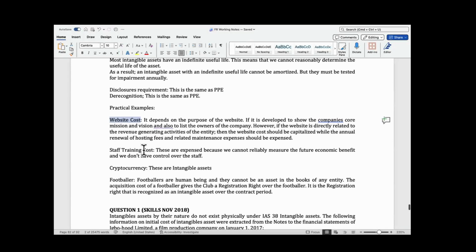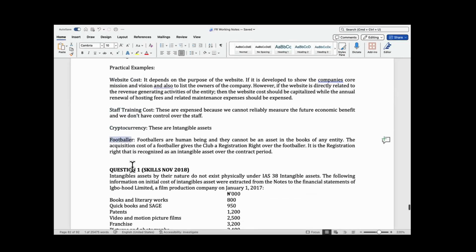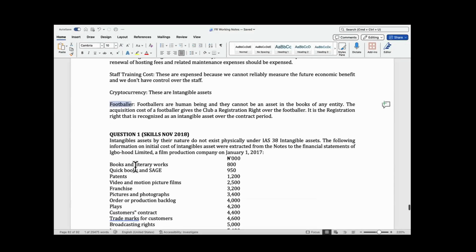So we looked at staff training. We said these are expenses. Cryptocurrency, we said these are intangible assets. And we discussed footballers, that human beings are not assets. We cannot put human beings in our books, but the acquisition cost of a footballer gives the club a registration right over the footballer. So that registration right is the intangible asset.